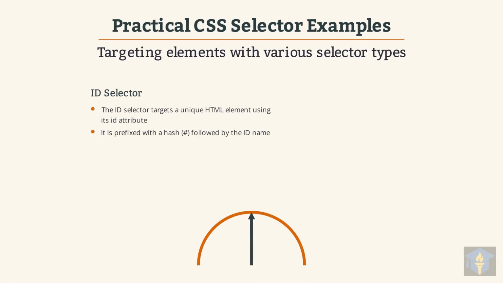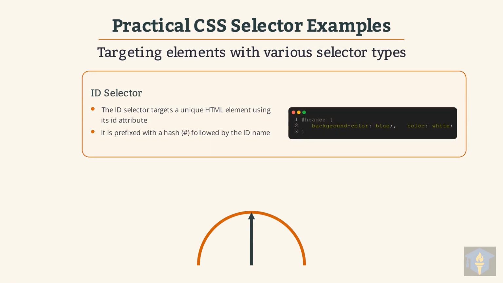Next, we'll examine the ID selector, which is used for styling a single, unique element on your page. The ID selector targets a unique HTML element through its ID attribute, prefixed with a hash symbol, followed by the ID name.